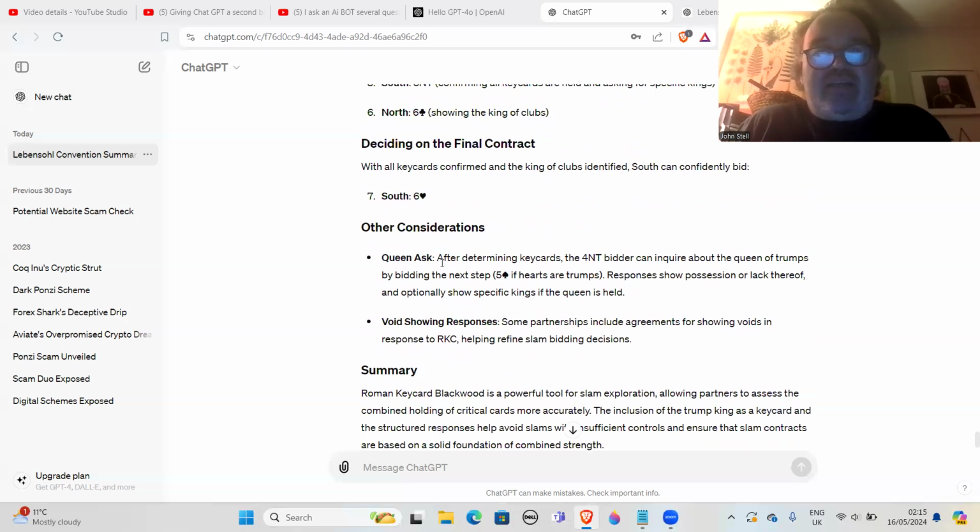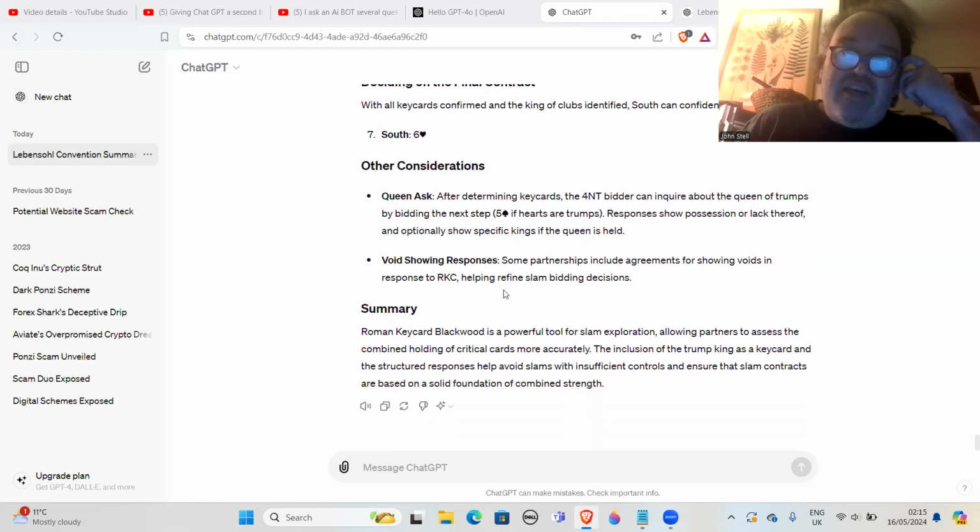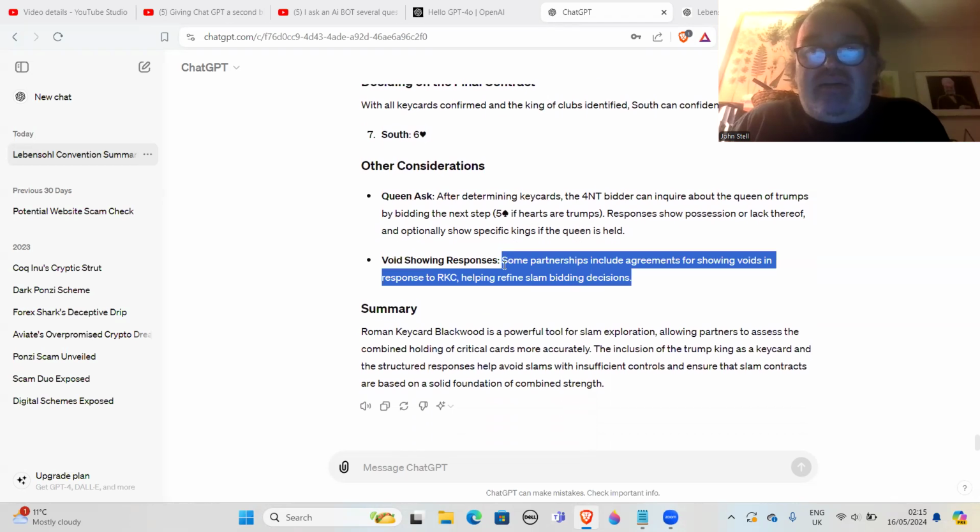Right. Queen ask. After determining keycards, the 4 no trump bidder can inquire about the queen of trumps by bidding the next step, 5 spades if hearts are trumps. Okay, so you bypass hearts and go to spades. Yep. Responses show possession or lack thereof, and optionally show specific kings if the queen is held. Yep, that's good. Void showing responses. Some partnerships include agreements for showing voids in response to Roman Keycard, helping refine slam bidding decisions. Okay. They don't explain that one.